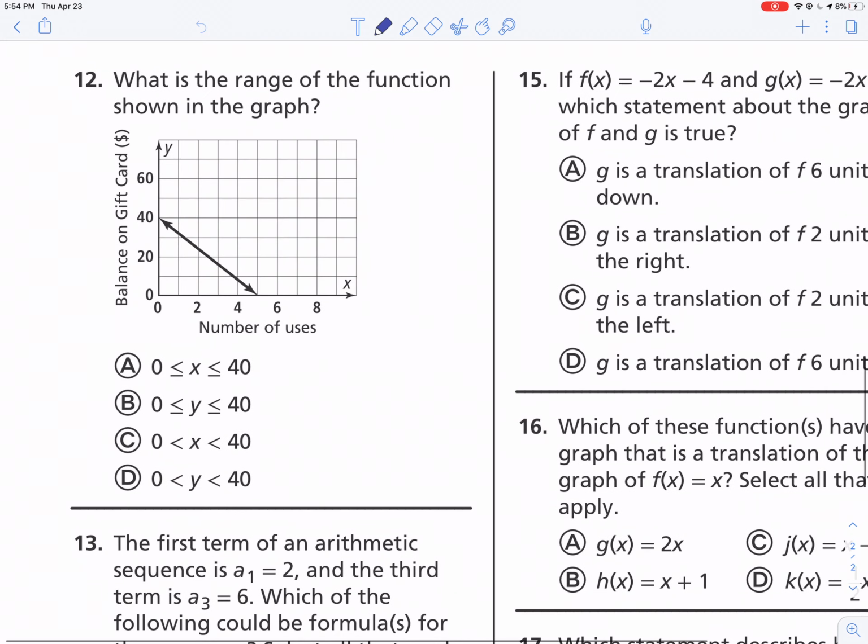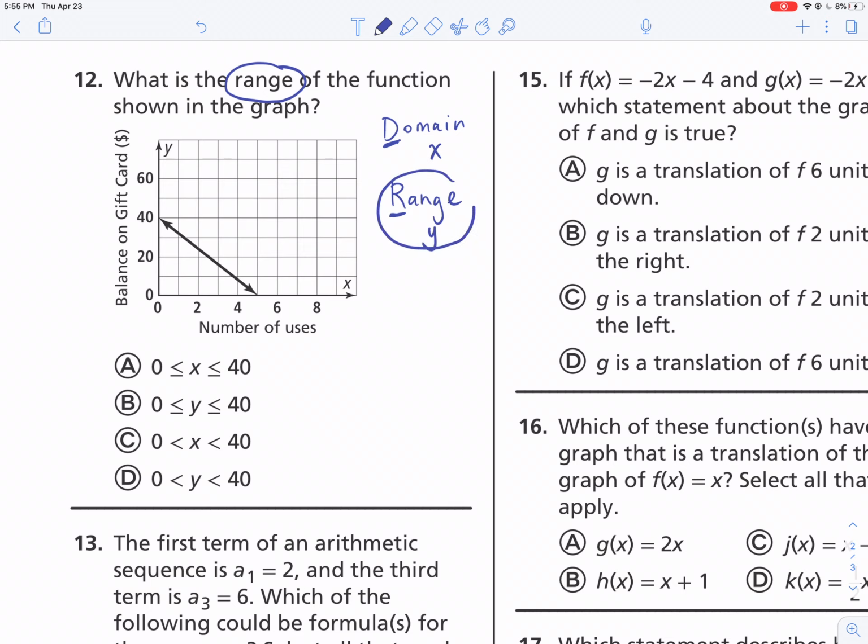So number 12, starting off, we're going to use this word range. What is the range of the function shown in the graph? If you remember, we have that word domain, and we have that word range. So you've got to remember which letter goes with which. Does X go with domain, or does X go with range? And remember, we talked about it alphabetically. D comes before R, and X comes before Y. So Y is going to go with our range.